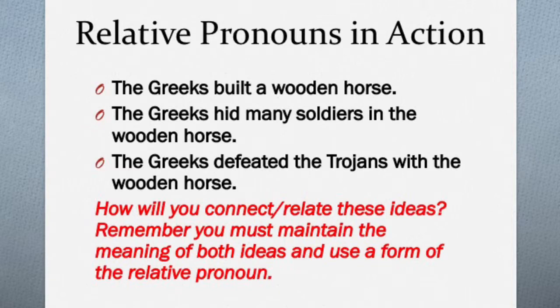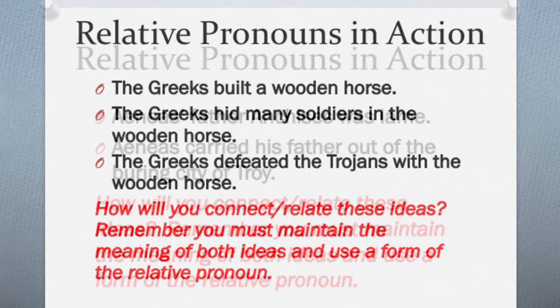But then I thought, what would happen if I started the sentence like this? The Greeks defeated the Trojans. How will I work in the other two? This is how I did it. The Greeks defeated the Trojans with the wooden horse which they had built, and in which they had hidden many soldiers. Both, I think, are acceptable combinations of those three sentences.